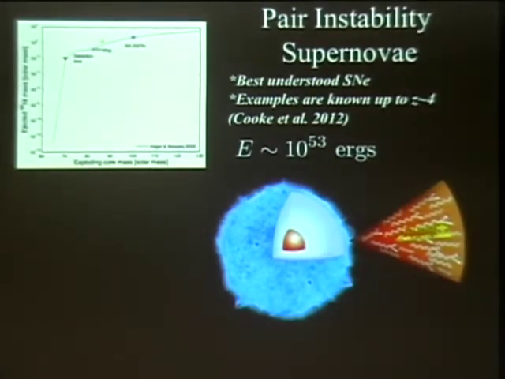And there is one case that was discovered back in 2007, called supernova 2007bi, that had an estimated mass of nickel of order 5 solar masses. Much bigger, two orders of magnitude bigger than the amount of nickel that you produce in a typical supernova.